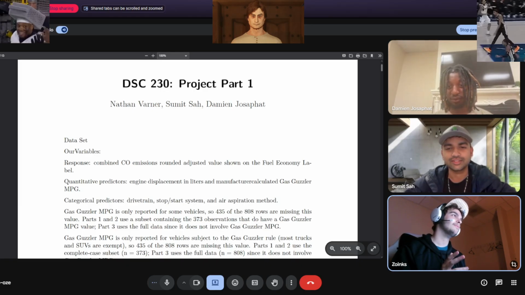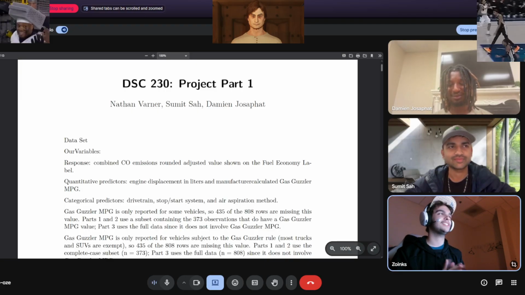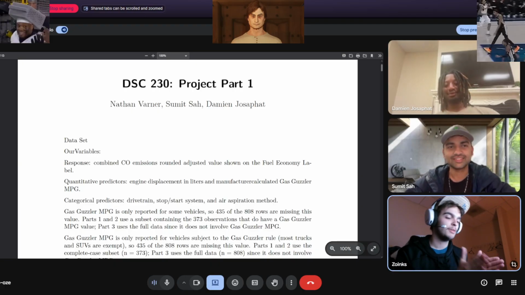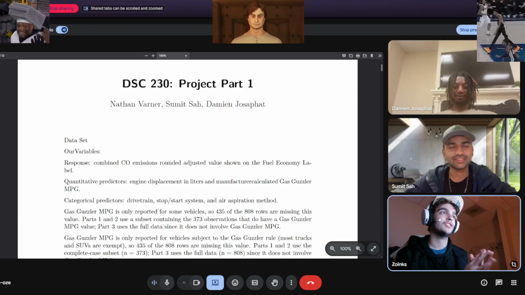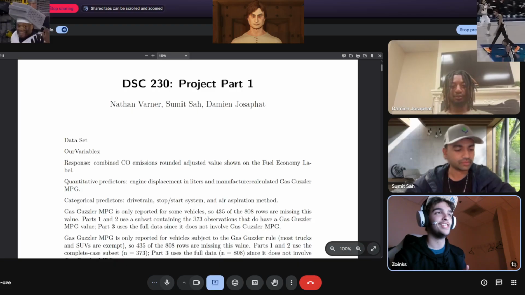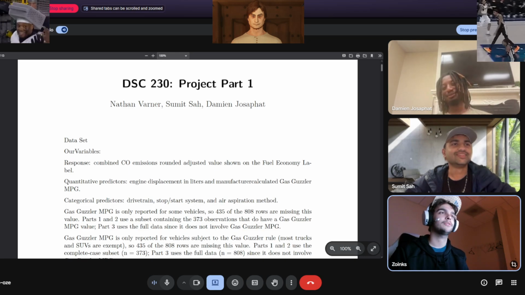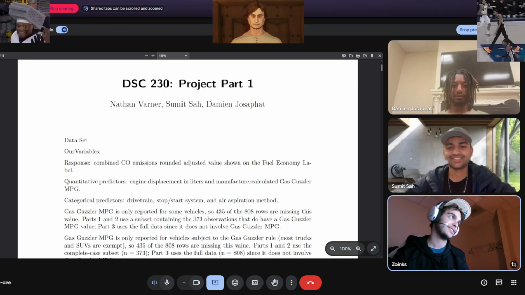So we were looking at all these cars, specifically the 2026 fuel economy data set. Our response variable is CO2 emissions, rounded and adjusted to the value shown. Our quantitative predictors include engine displacement in liters, and the gas guzzler miles per gallon, which only applies to some cars. It's only recorded for some vehicles.